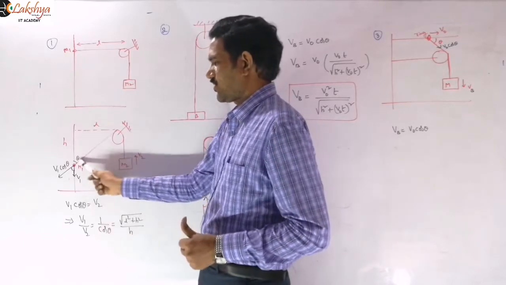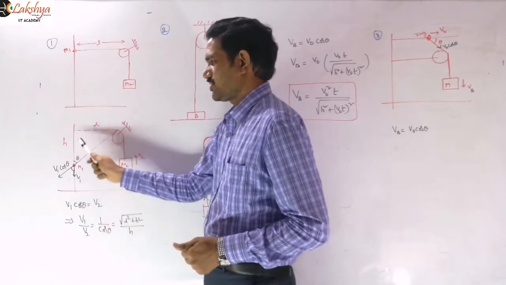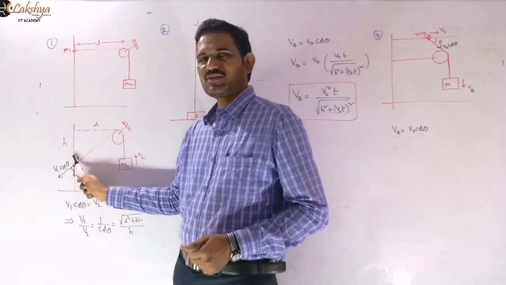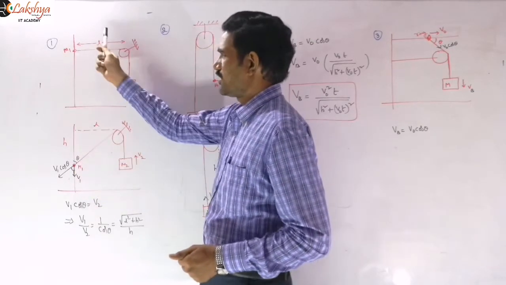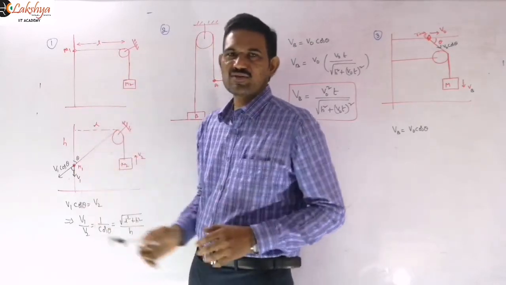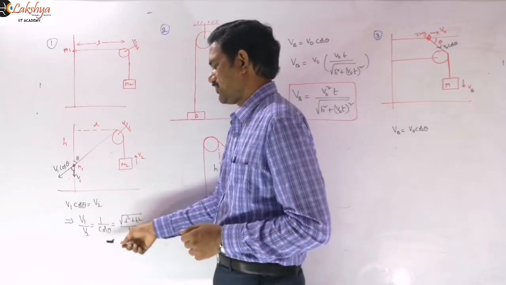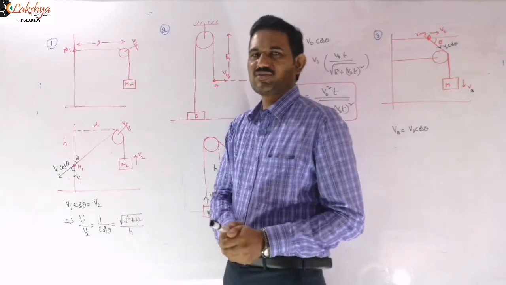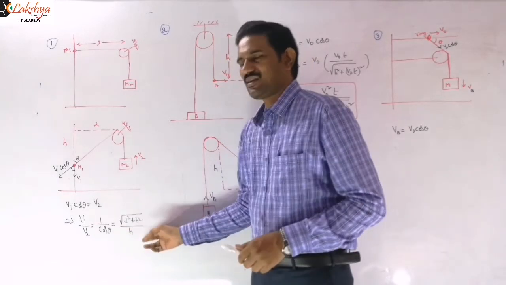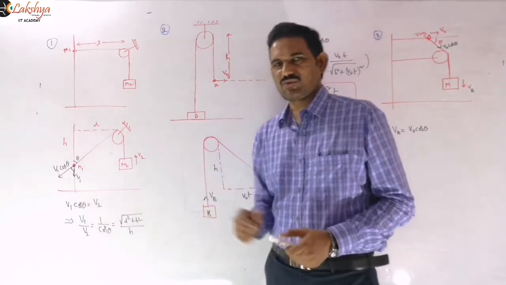And that 1 by cos theta or secant theta you can write by using this triangle, because it is falling through a distance h, and this length is already given as L, and that L will be a constant, fixed value. So you can write in terms of L and h, you can define this secant theta or 1 by cos theta value. So this is the ratio of these velocities at that instant. So that is the problem.